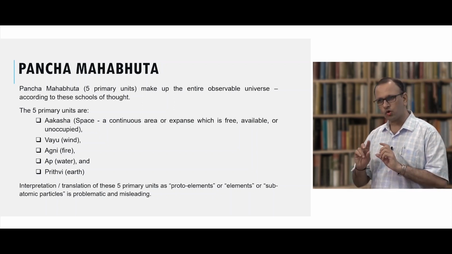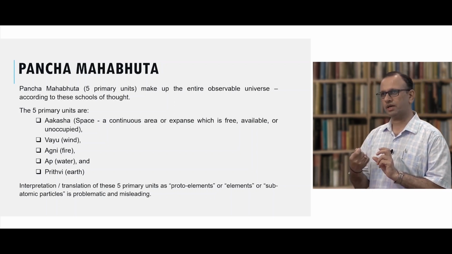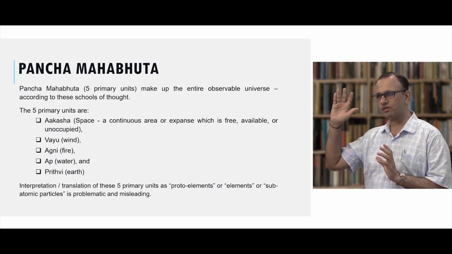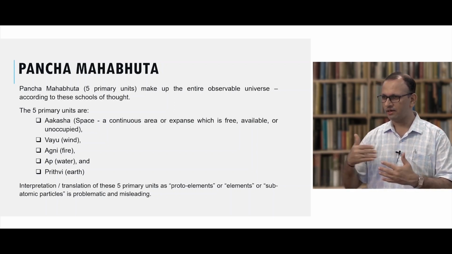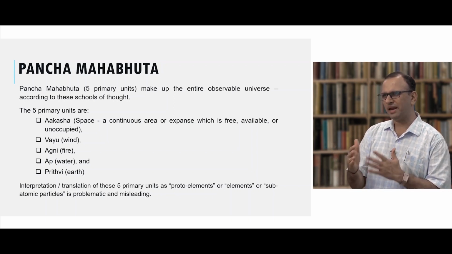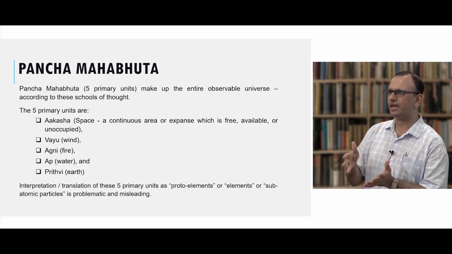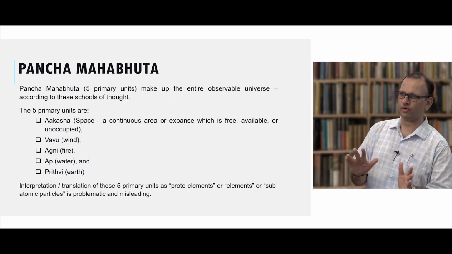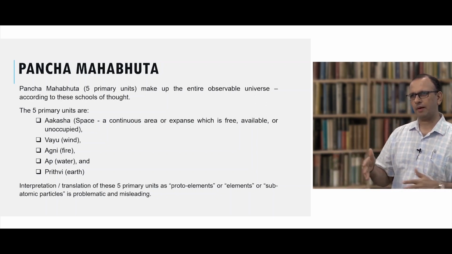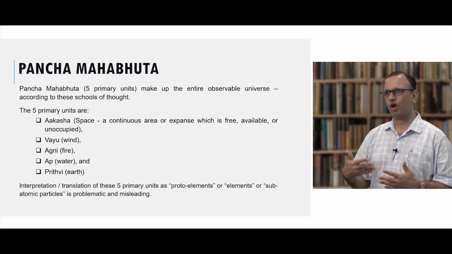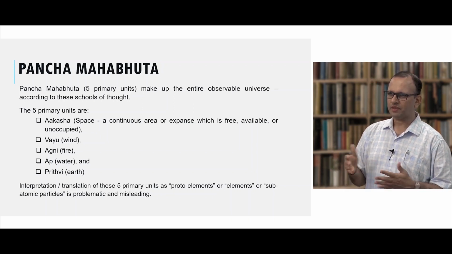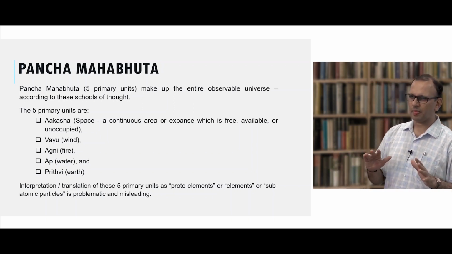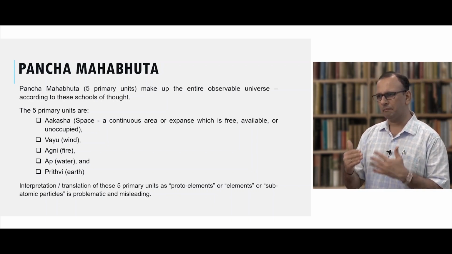Again, the translation of these terms could sometimes be confusing or ambiguous. Akasha is often translated as space, but we should not take this space for outer space or some sky. Suppose I'm sitting here and in front of me you are sitting, and there is space between us. That is space. Space is a term that denotes a continuous area or expanse which is free, available or unoccupied. That is the simplest meaning of Akasha. Vayu is wind, Agni is fire, Ap is water and Prithvi is earth. There is not much confusion, but Akasha is often translated in many different terminologies. Some use ether, some use sky, and that creates some confusion. So let us be very clear about this: Akasha is simply space.